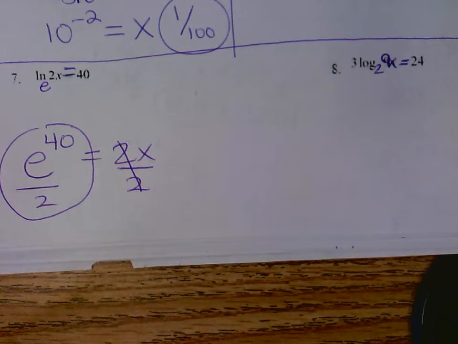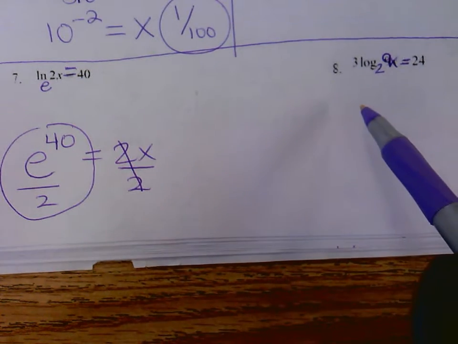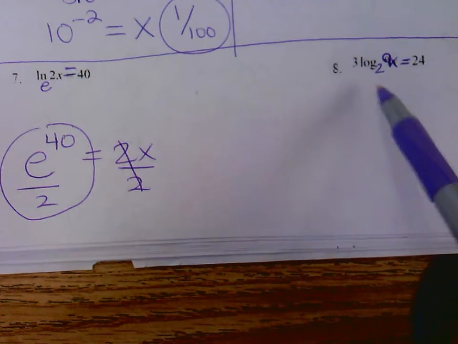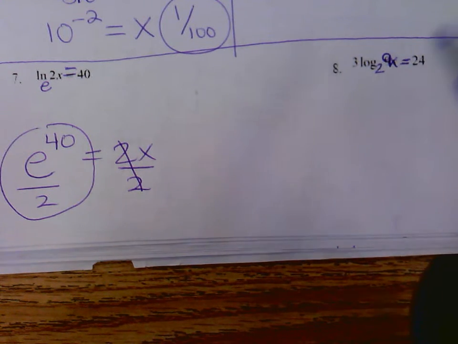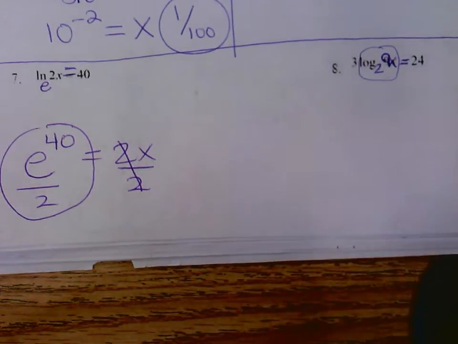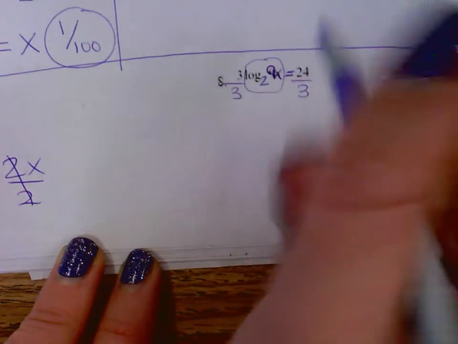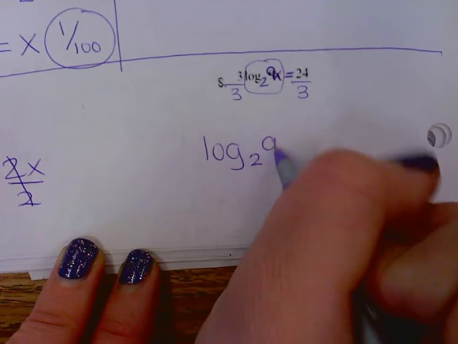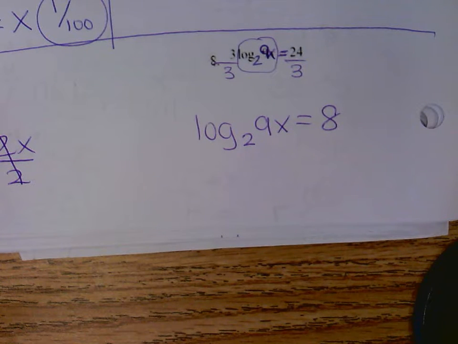All right, number 8. If I remember correctly, I forget if you need a calculator for this one. What would be my first step to get log by itself? So this whole thing right here is the log function. Divide by 3 on both sides to start. So I've got log base 2 of 9x equals 8. So I'm stuck in log form, so I'm going to change it into exponential form.